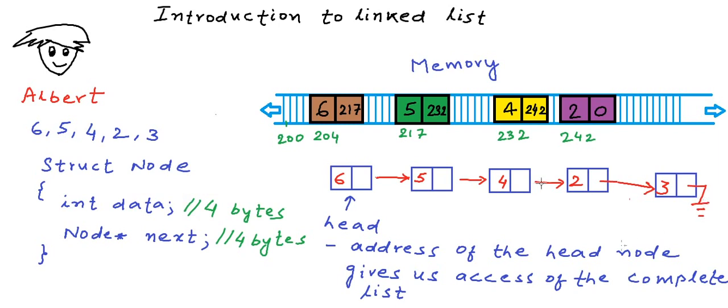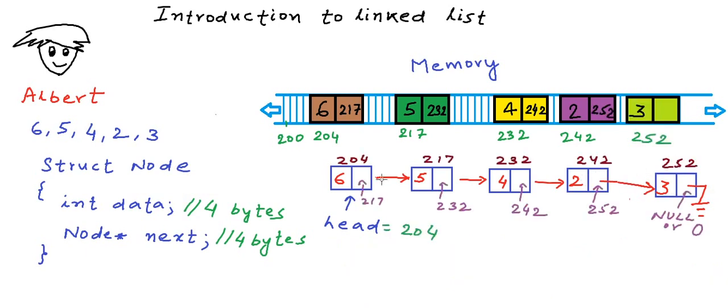Let's also show these nodes in the memory here. So I've written the address of each node in brown at the top of these nodes, and I've also filled in the address field of each node. Let's say the node for value 3 gets address 252. So this is how things will be in the memory, and this is how the logical view will be.